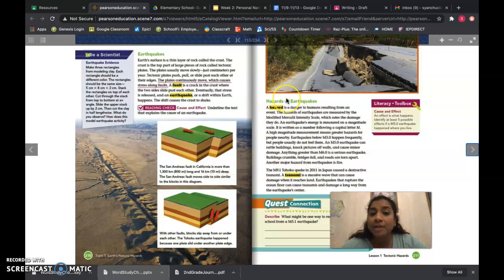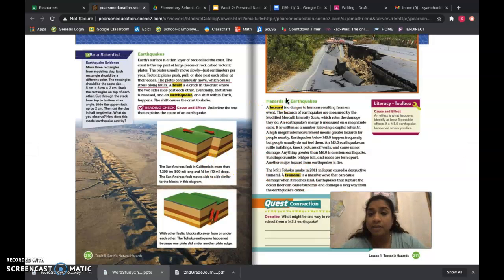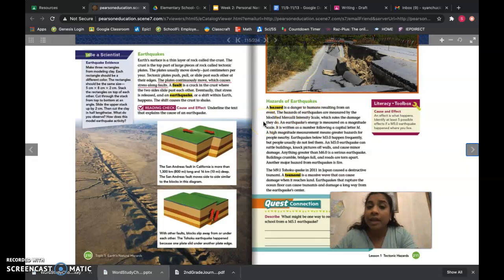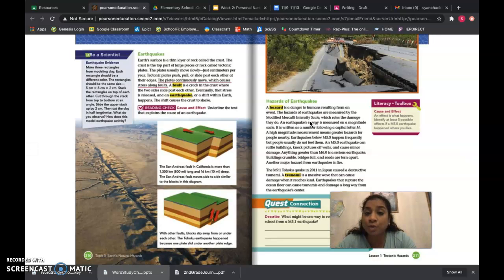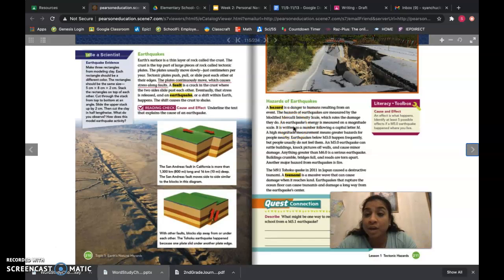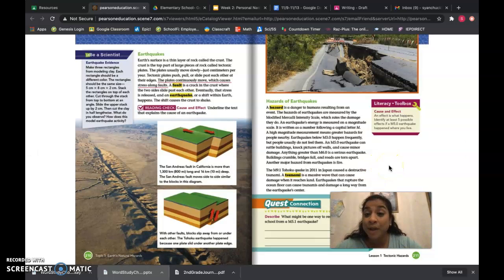Over here we have hazards of earthquakes, okay? A hazard is a danger to humans resulting from an event. The hazards of earthquakes are measured by the modified Mercalli intensity scale, which rates the damage they do. An earthquake's energy is measured on a magnitude scale. It's written as a number followed by a capital letter M. A high magnitude measurement means greater hazard for people nearby.